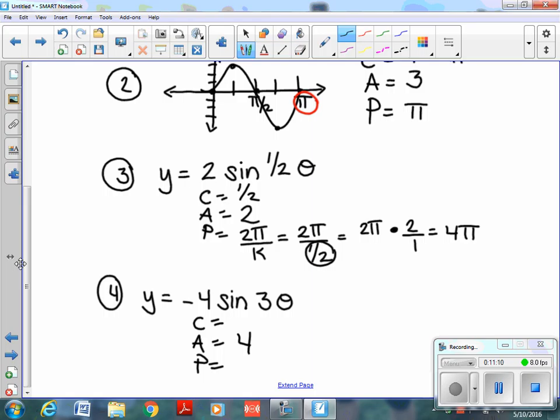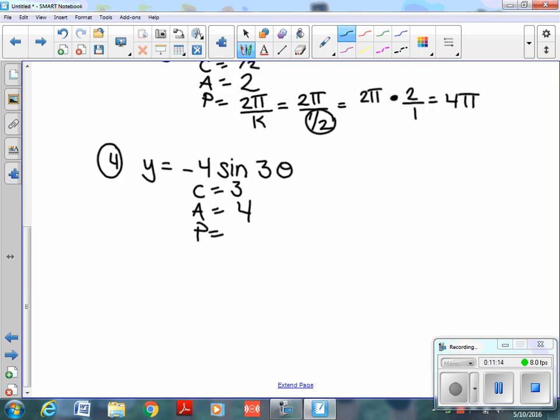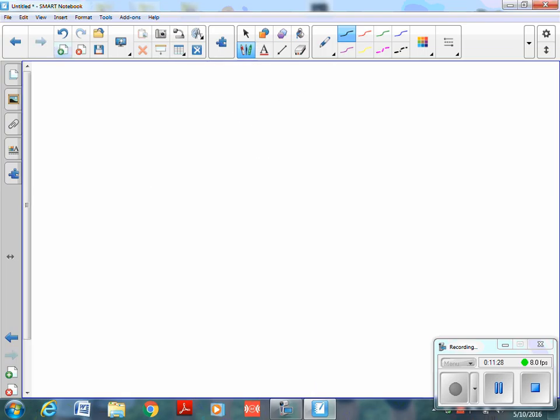The cycle is the number in front of theta, which is 3. And the period, there's a formula. It's 2 pi divided by k, and k is 3. No, you cannot simplify that. You cannot simplify a 2 and a 3. Final answer. That's part 1. Part 2.